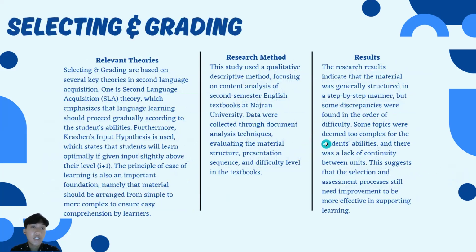Next, selecting and grading. There are 3 points: relevant theory, research method, and result. Again, the first one is relevant theory. Selecting and grading are based on several key theories in second language acquisition. One is second language acquisition theory, which emphasizes that language learning should proceed gradually according to the student's abilities.